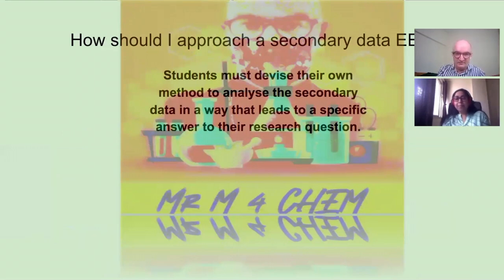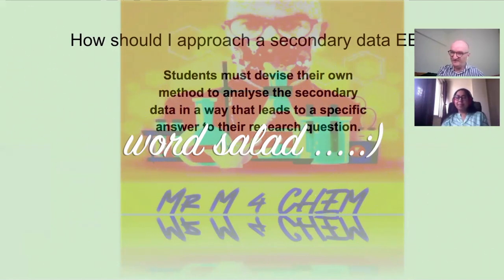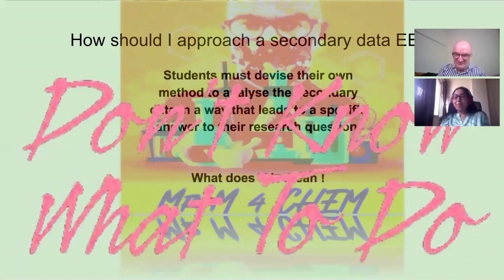Student must devise their own method to analyze the secondary data in a way that leads to a specific answer to their research question, which is standard word salad from an exam board. What does that help you? I'm not convinced. What does that actually mean? You've not even begun to help me with how I build a spreadsheet, how I build a molecular modeling, how I link the two together, how I devise two methods to answer the research question. All of this stuff, that does not tell me. Maybe that's not its function where it is, but still, we can help.